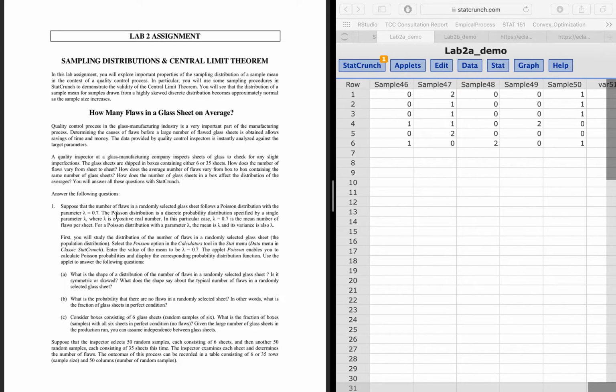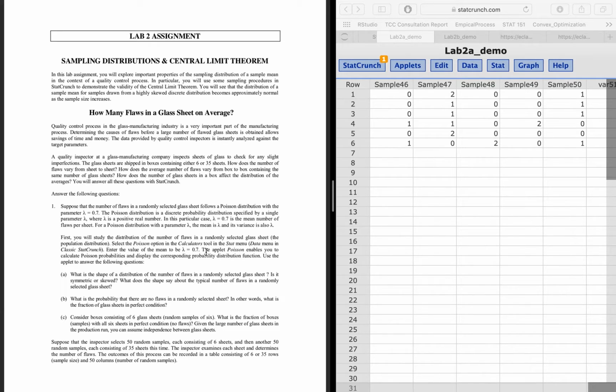Okay. So Poisson distribution is a discrete probability distribution specified by a single parameter lambda, and lambda has to be positive. In this case, we're going to use lambda to be 0.7. And for Poisson distribution, what's very special is that the mean is lambda and the variance is also lambda. So for example, if we're using the Poisson with 0.7 to simulate this scenario, we are assuming that on average there are 0.7 flaws per randomly selected glass sheet, and the variance is also 0.7. Okay.